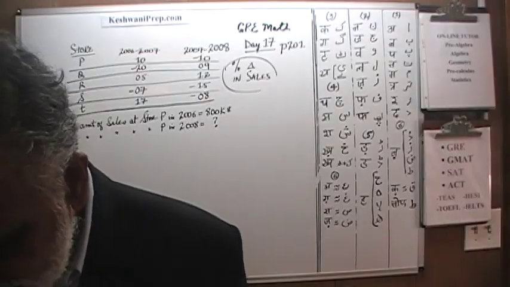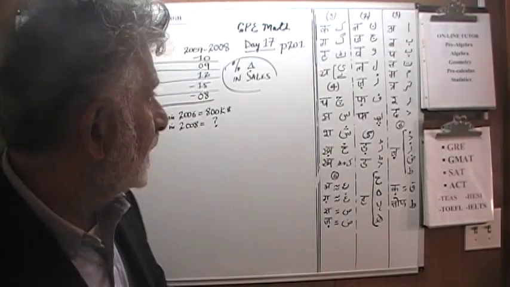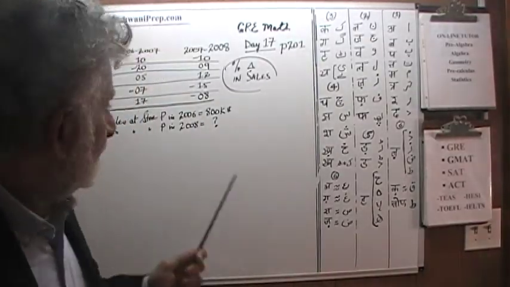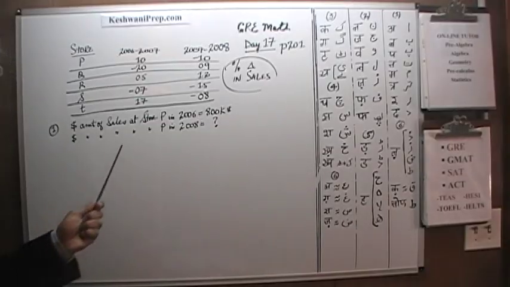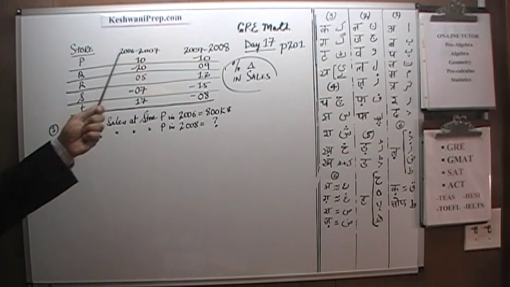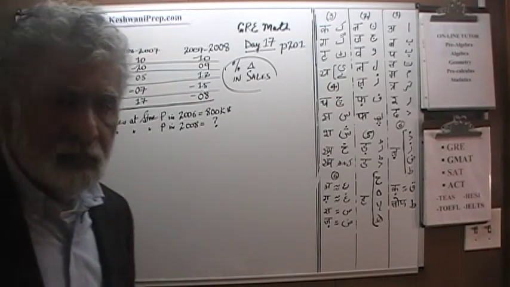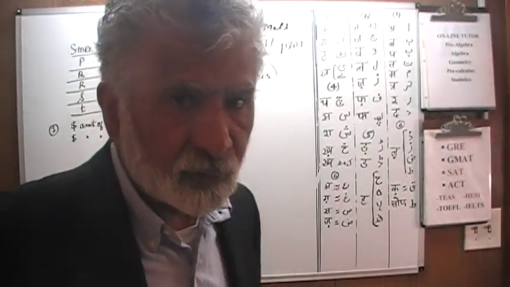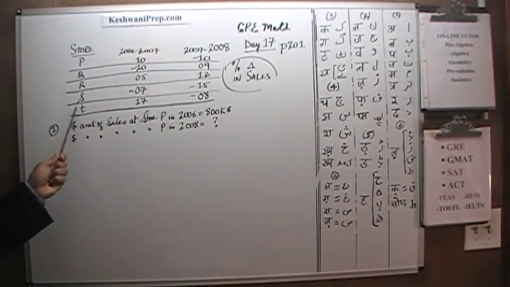Today is our lesson number 17, day number 17, and we are on page number 201. Let's look at the very first problem that appears, problem number 1 on that page. So we are given a data set here. It's for the sales at 5 different stores: stores P, Q, R, S, and T.